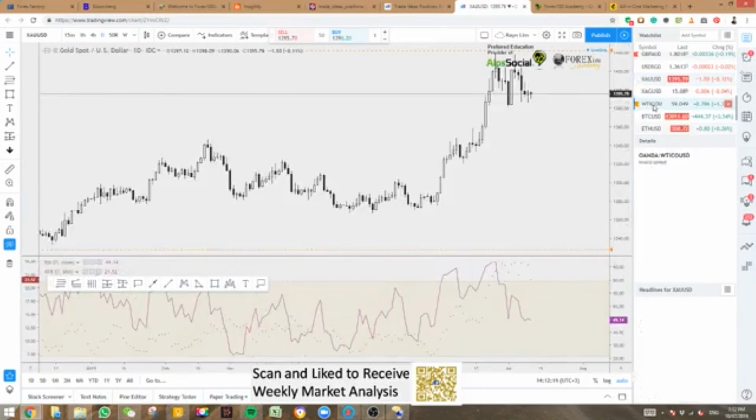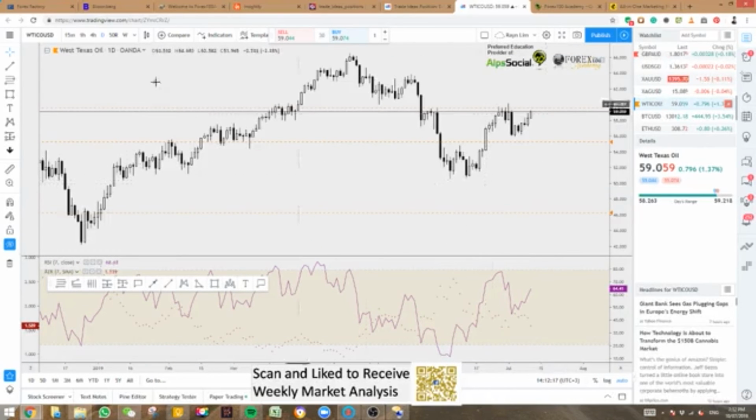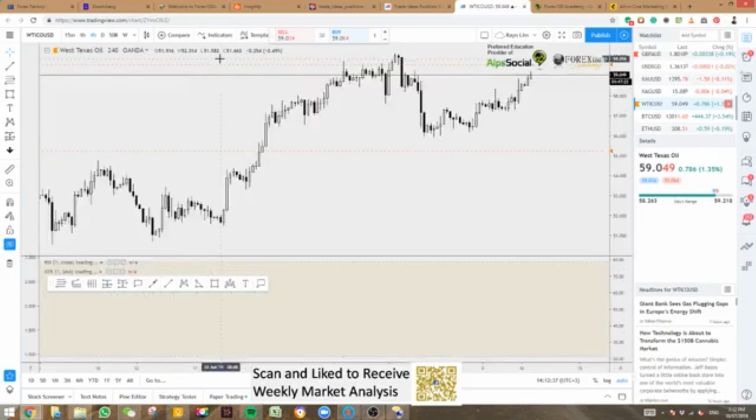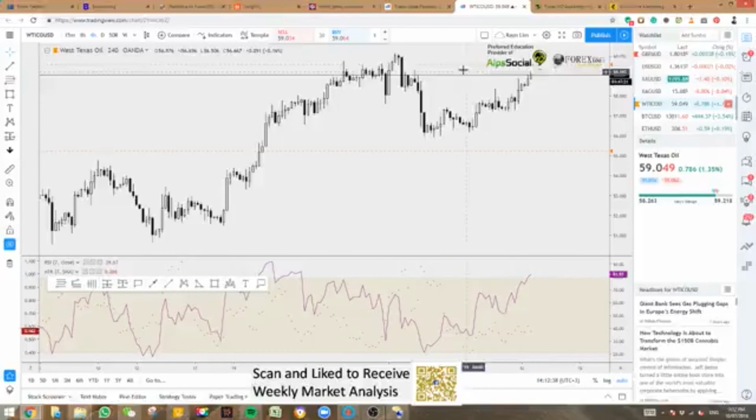Alright, to the oil, a very interesting pair. I did my analysis. Alright, so market came up, came down, supported, hit all the way up. So it's on a bullish movement on the daily chart. To the 4 hour chart, it does retrace back into the previous resistance area.